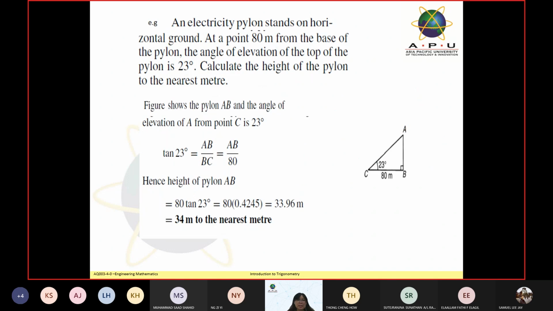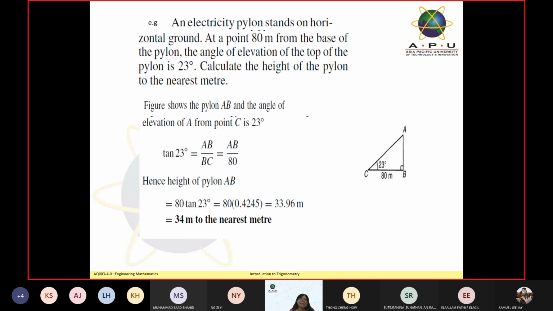Let me go through one more example before I give you the short break. This problem is about the angle of elevation, the terms that we went through just now, elevation or depression. An electricity pylon stands on horizontal ground. At a point 80 meters from the base of the pylon, the angle of elevation of the top of the pylon is 23 degrees. Calculate the height of the pylon to the nearest meter.